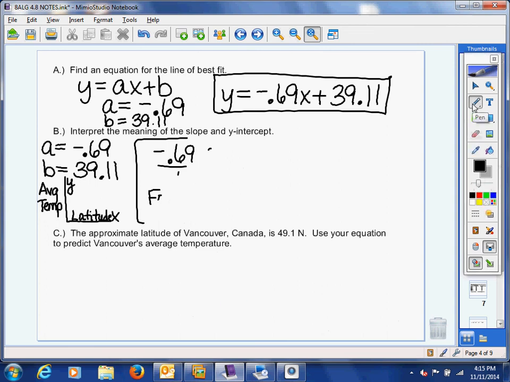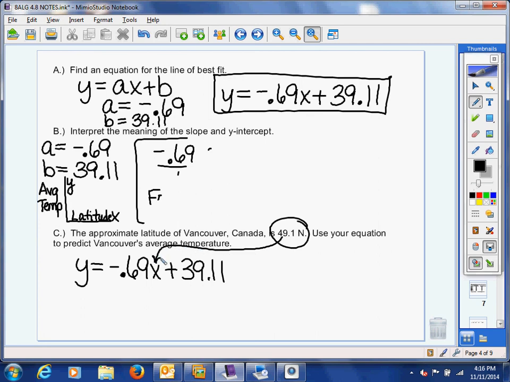And now we're going to answer the final question, and this is what we know. The approximate latitude of Vancouver, Canada is 49.1 degrees north. Use your equation to predict Vancouver's average temperature. Okay, so we're looking for average temperature. So we're going to use that equation that our calculator figured out for us, and we're going to plug in our latitude. Remember, our latitude was the left column. That was our x.